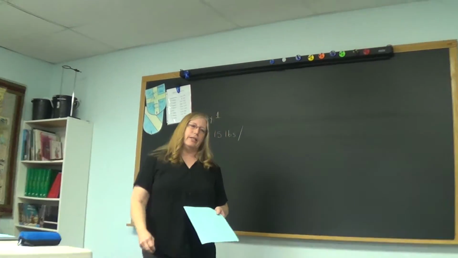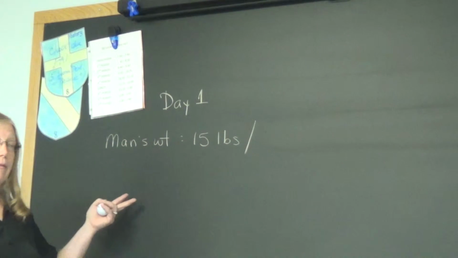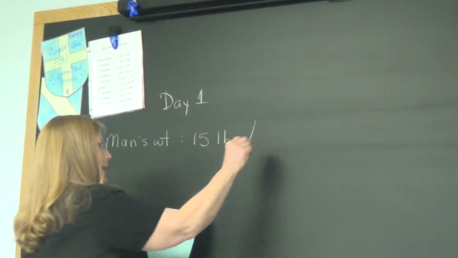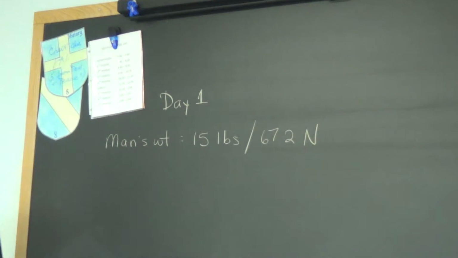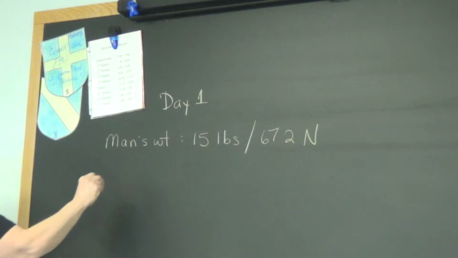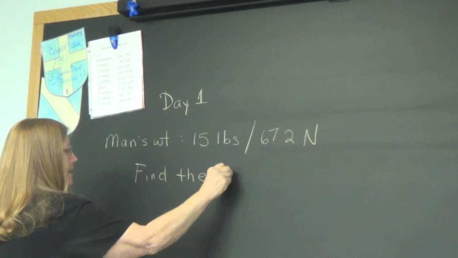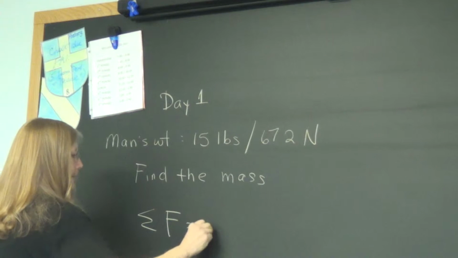We're still taking notes on our day one paper where we're learning about Newton's second law, first and second, but still working with the second law. We're going to look at a man whose weight is 15 pounds, and that's the same as 672 newtons. So you can look at it from the English view or the metric view. Same amount of weight. I want you to find the mass of the man. So you're going from weight to mass, and it's Newton's second law that will help you do that.